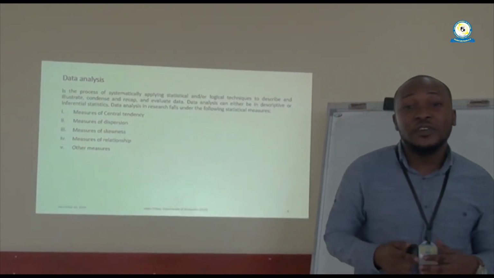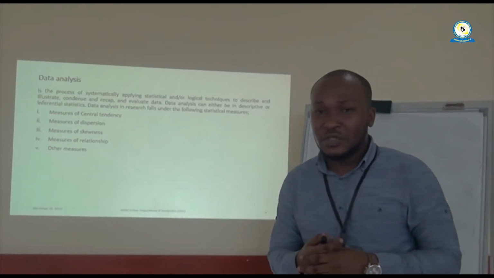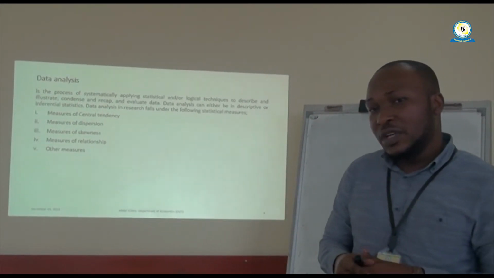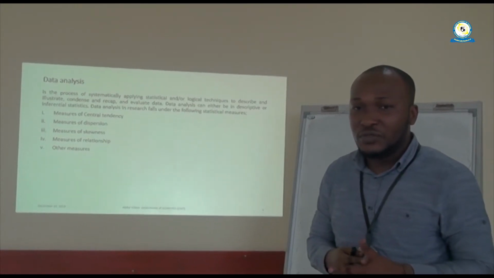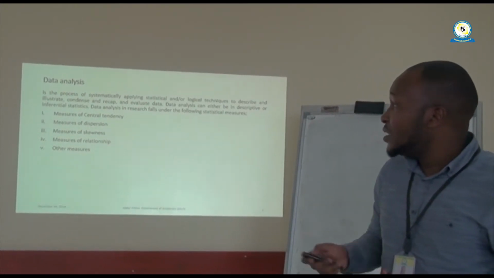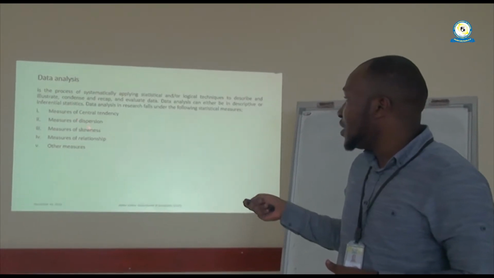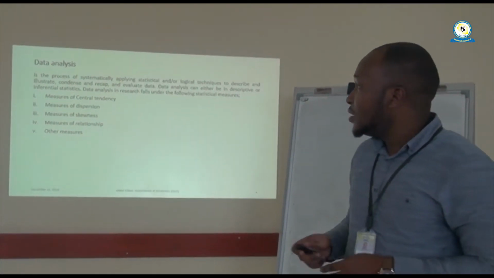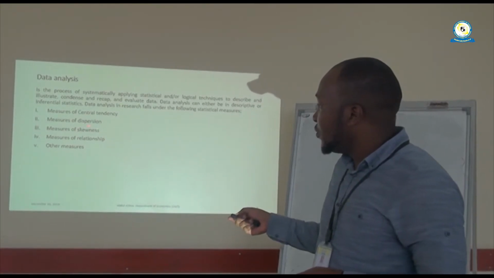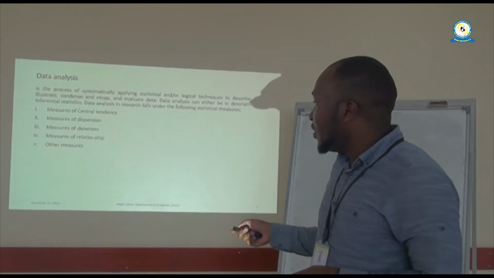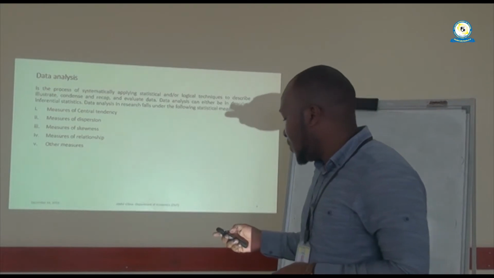So data analysis in research falls under the following measures. We have four major measures of data analysis, but we can say we have other measures, so more than 5 measures. The first measure is a measure of central tendency. The other is a measure of dispersion. The other is a measure of skewness. The other is a measure of relationship.